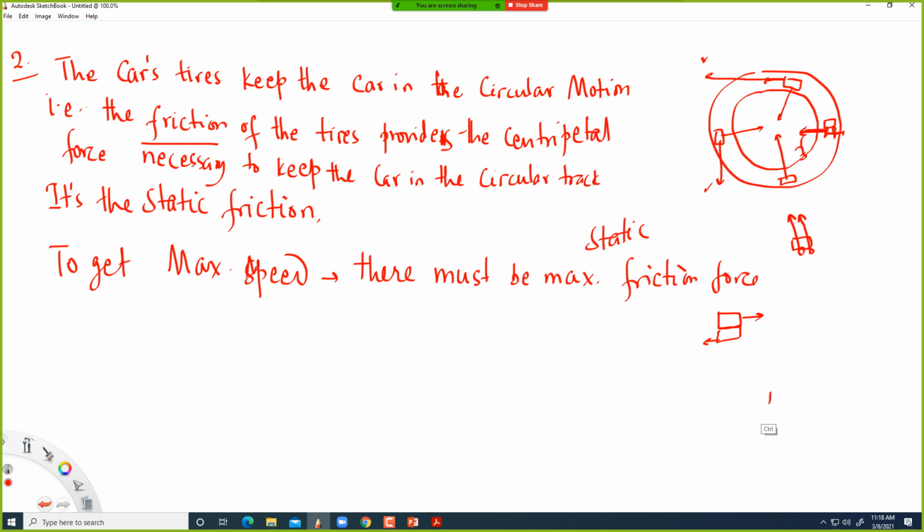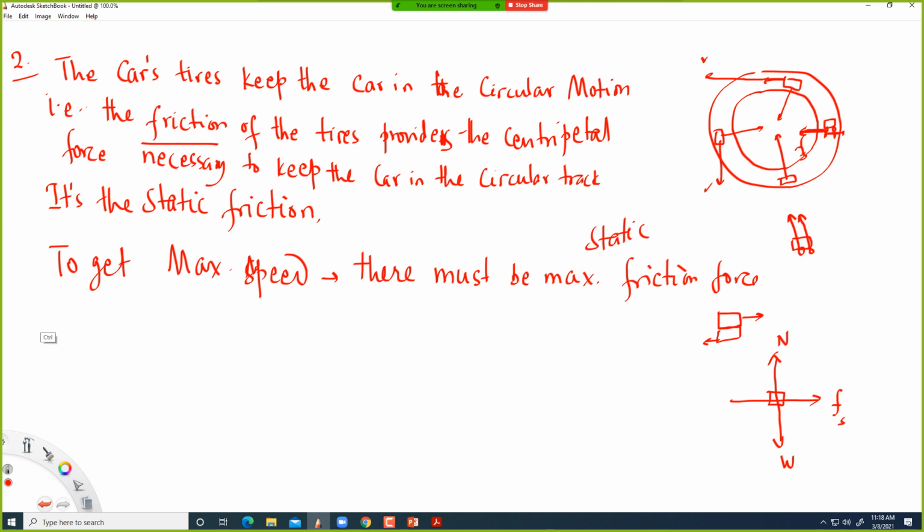So let's consider this is our car. Okay, Newton's second law. So that's the normal force. That's mg, weight, and there is this friction force pointing to the center. So that's the free body diagram for that car.